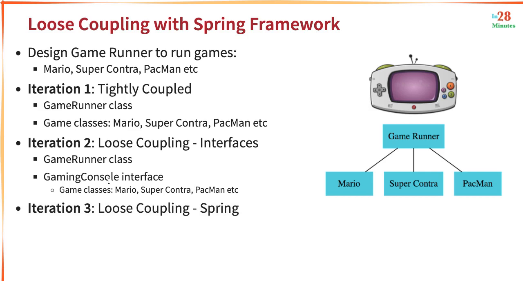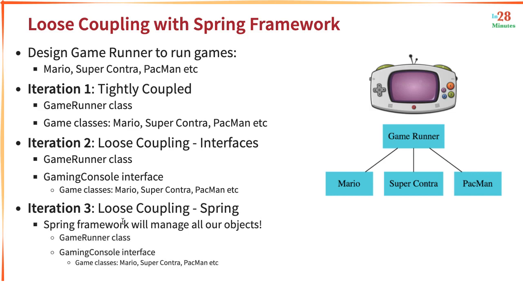And in the third iteration is when we would bring Spring Framework into picture. This is what I would call loose coupling level 2. Interfaces is loose coupling level 1 and Spring Framework is loose coupling level 2 for me. What we'll do is to make the Spring Framework manage all our objects. We have the game runner class, we have the gaming console interface, and we have multiple implementations for each of these games, Mario, Super Contra, and Pac-Man. We will have Spring Framework manage all these objects.